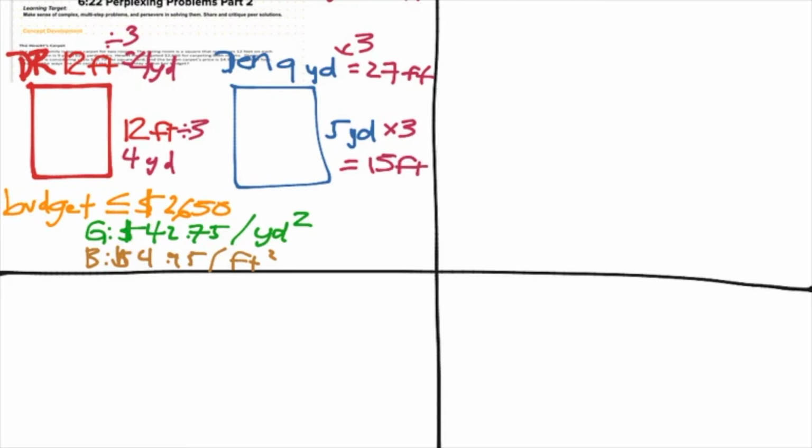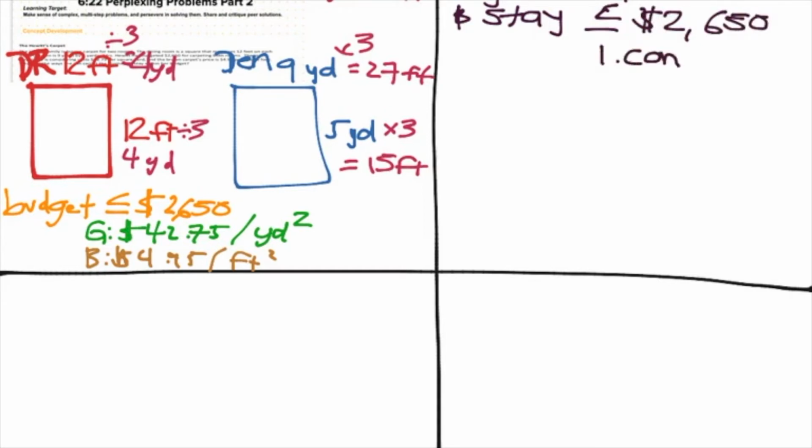Okay. What's the question asking? What are the ways that she can carpet the room and stay within the budget? So ways, so there might be more than one answer if it says ways. Ways to carpet the room and stay within budget. What does that mean? That means that she doesn't spend more than she has. So less than or equal to $2,650. Okay, well, what do I need to do?